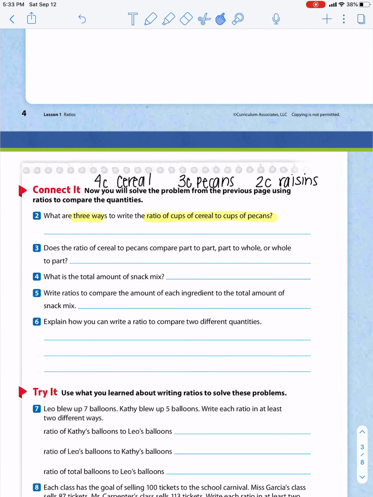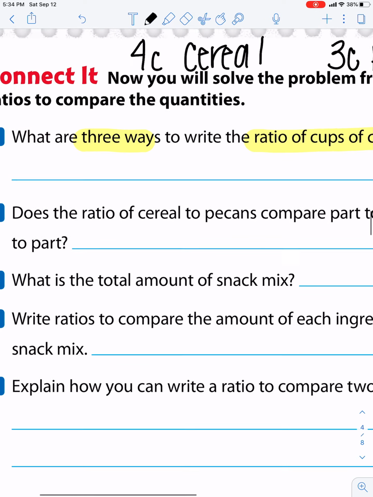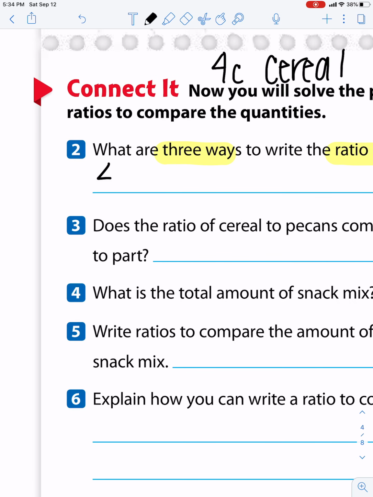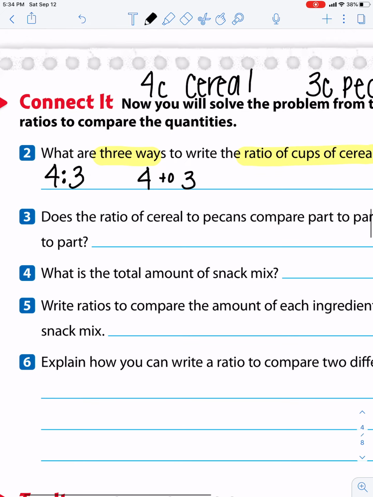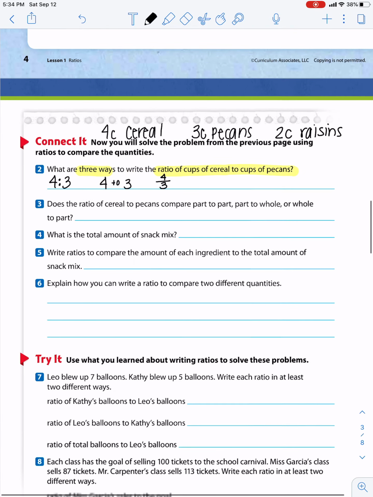We need to write it 3 different ways, so hopefully you remember how to do that. Cups of cereal to cups of pecans. So in our problem, the cereal comes first. So 3 different ways to write this. I've got 4 cups of cereal to 3 cups of pecans using that colon. That's way 1. Way number 2 is 4 using that fancy word to, 3. And finally, hopefully you remember, it is a fraction. So this is 4 over 3. All right, we wrote it 3 different ways.